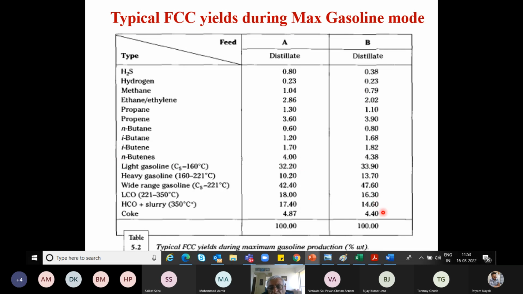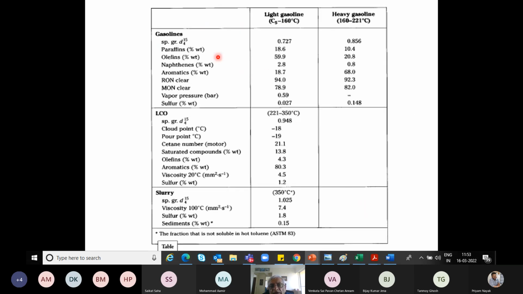So these are values for distillates. They are much higher, and you can see the coke yield is low for the lighter distillate. In fact, the heavier components also get reduced. So these are the typical yields that you get. If you deep dive into the type of gasoline that you make, this data is actually for distillate B. For the light gasoline and the heavy gasoline, these are the typical densities. We fractionate the gasoline, and you can see that the octane is pretty high. The light gasoline is about 94 octane, while the heavy gasoline is 92 octane.